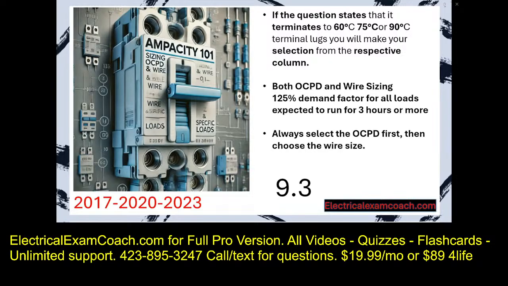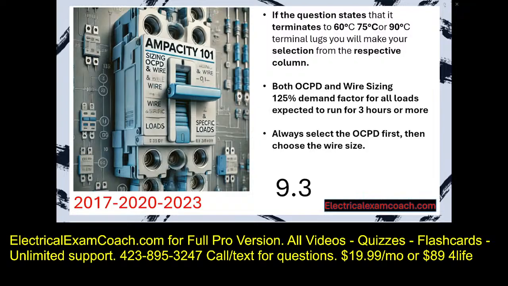Let's recap very quickly. If the question states that it's terminating to 60, 75, or 90 degree C terminal lugs, you're going to make your selection from that respective column under normal circumstances. With both OCPD and wire sizing, we still have that 125% demand factor for all loads that are expected to run for 3 or more hours. And we will always select the overcurrent protective device first, and then we'll choose our wire size.